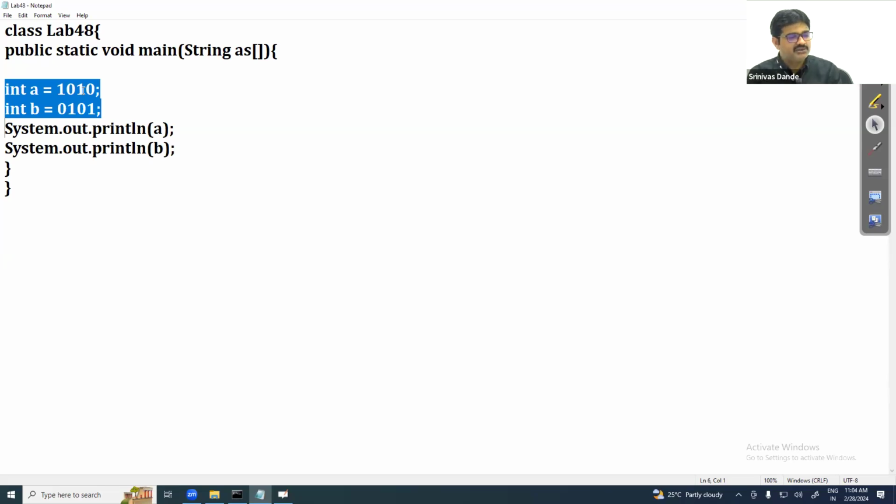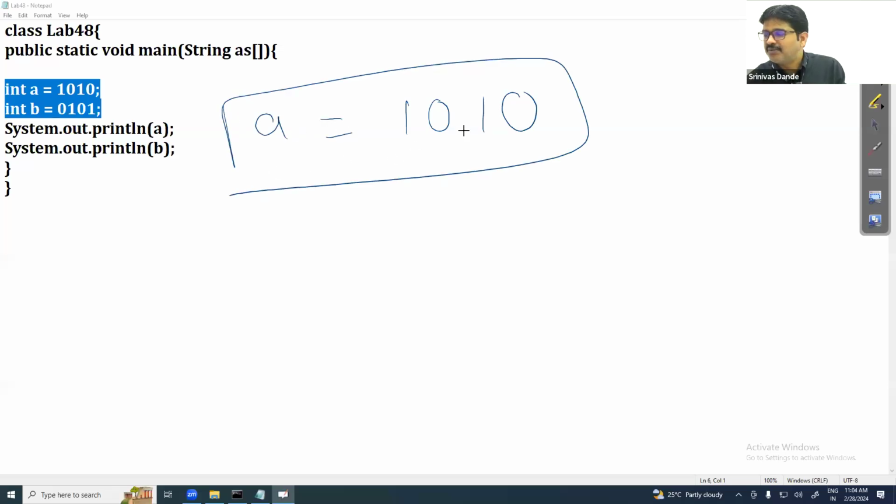Oh, my dear students. One zero one zero. A equals to 1010 written, guys. What is this number, please? What is this number? My dear Srinivasulu told it is binary.